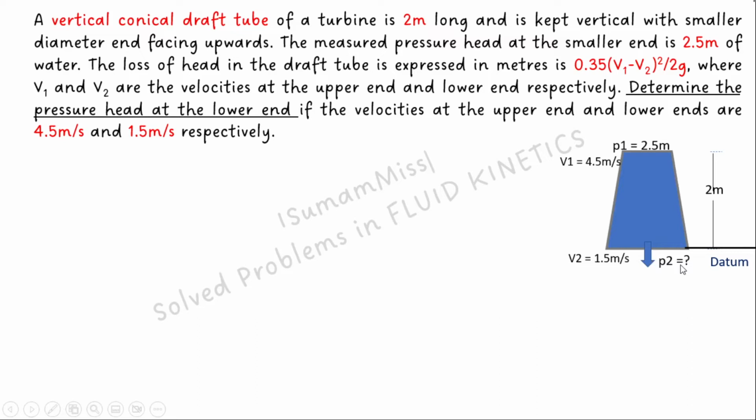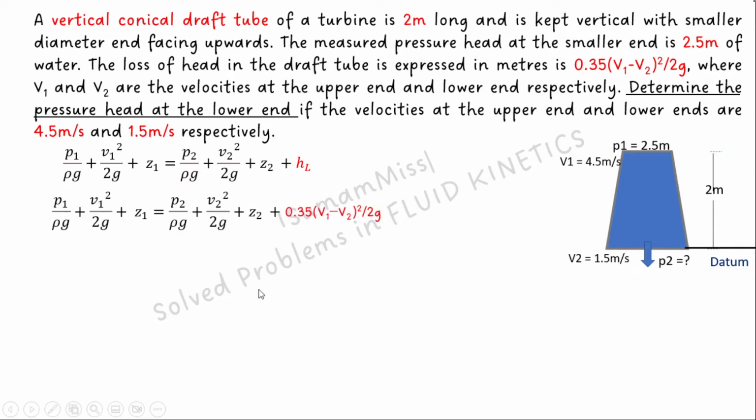What we have to do is apply Bernoulli's equation at sections 1 and 2. P1 by rho g is available directly as 2.5 meter. V1 is 4.5 meter per second. Z1 is equal to 2. Similarly, P2 by rho g is to be determined. V2 is available and Z2 is equal to 0 because this is the datum level. And HL is given as 0.35 into (V1 minus V2) the whole square by 2g.